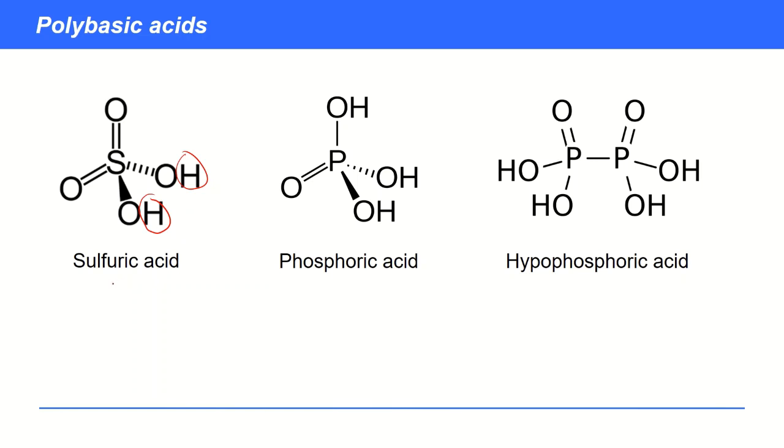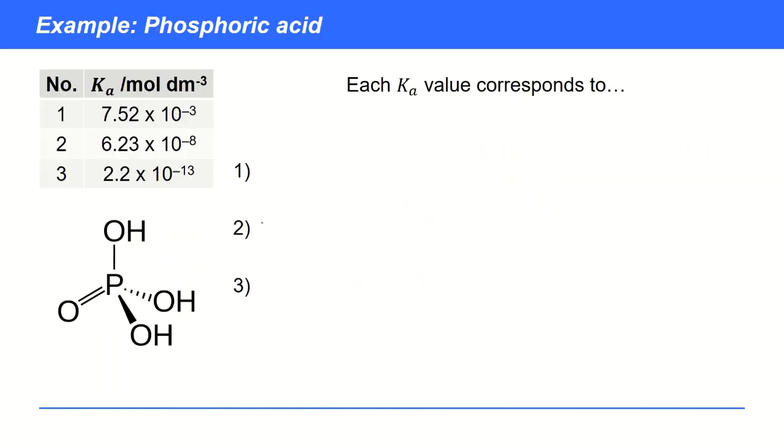So sulfuric acid would be what we call dibasic, or sometimes diprotic. Phosphoric acid has got 3 acidic hydrogens in, so this is tribasic, and hypophosphoric acid, which has actually got 4 acidic protons in, is known as tetrabasic. So this is all in contrast to things like HCl, which have only got 1 proton in. So how do we work out the Ka values for polybasic acids?